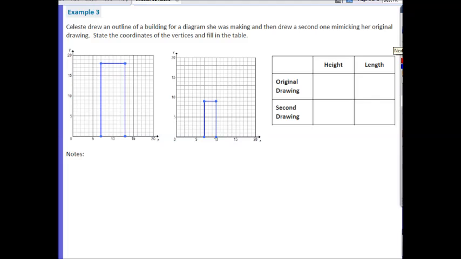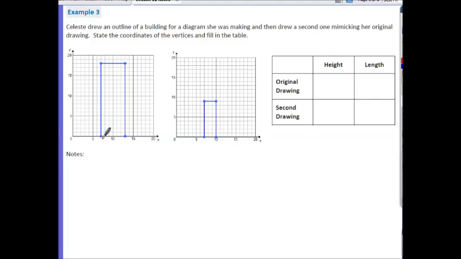Okay, let's take a look at example 3. Celeste drew an outline of a building for a diagram she was making and then drew a second one mimicking her original drawing. So this one is her original drawing, and then this is the one that she drew second, and so this is going to be our scale drawing. State the coordinates of the vertices and fill in the table.